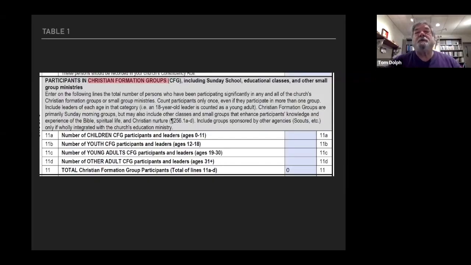It does not include associates and affiliate numbers. Those aren't really tracked anywhere because their membership is counted on their primary church's membership. So we do not take numbers for affiliate and associate members.